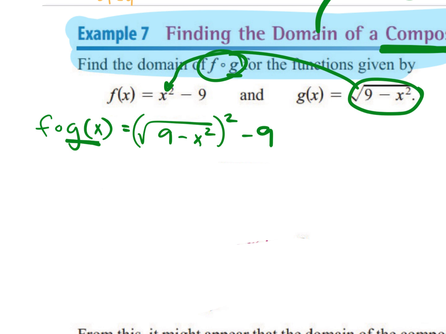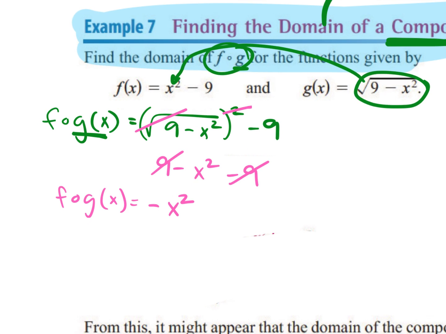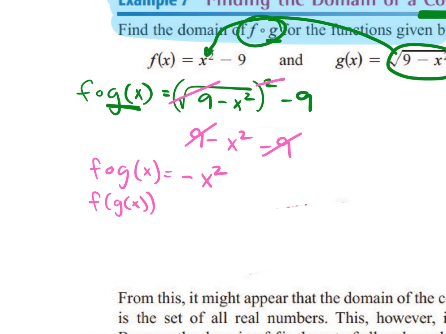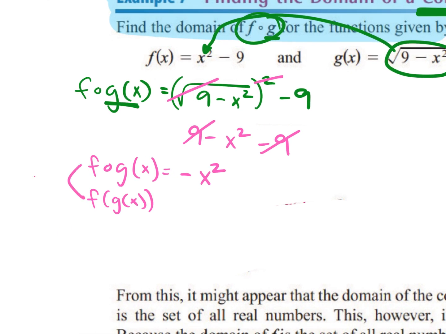Now here we can simplify. What would we have that cancels out right off the bat? The squared and the square root. So those cancel. We have 9 minus x squared minus 9. What cancels here? The 9s. 9 minus 9 would be 0. So negative x squared. So f of g of x is negative x squared. Another way that you might see this written is f of g of x, where g is written on the inside. These are the same thing. So these are asking for the same.